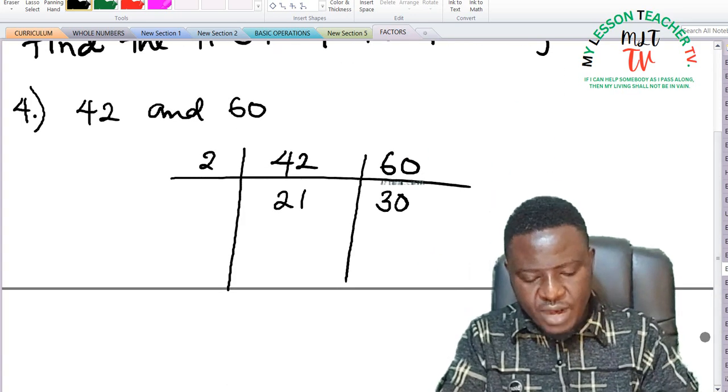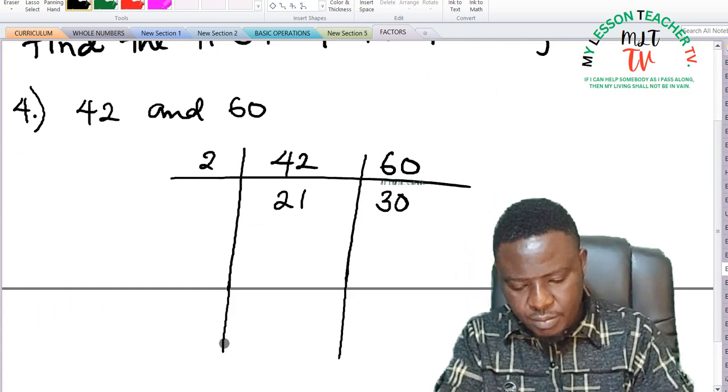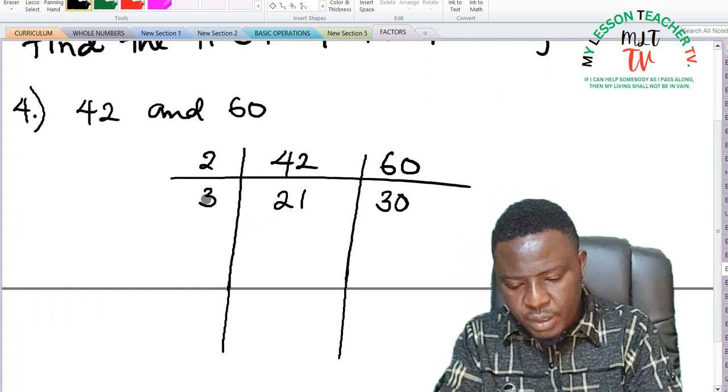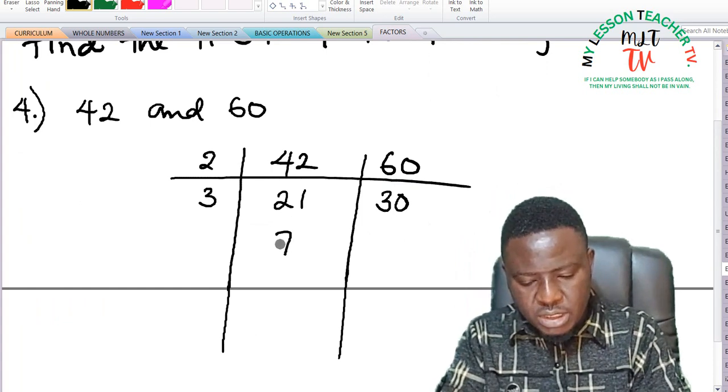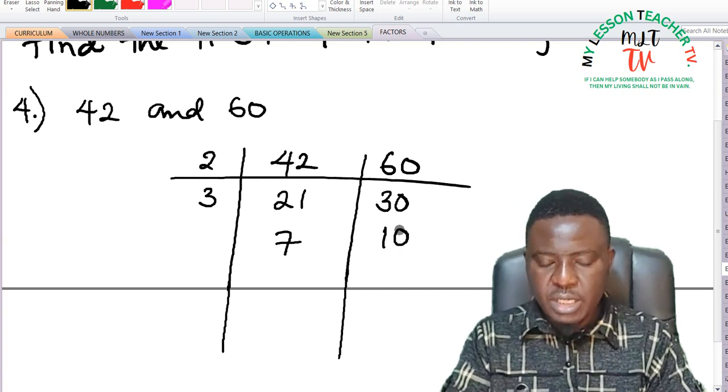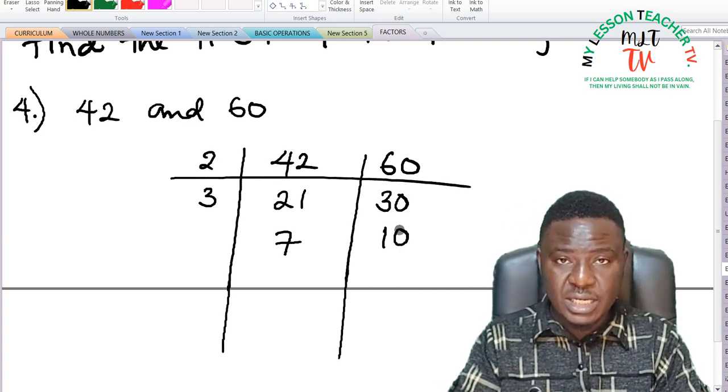So 2 can no longer divide 21 and 30, while 3 can divide. 3 into 21 is 7 times, 3 into 30 is 10 times. There's no common factor that can divide 7 and 10.